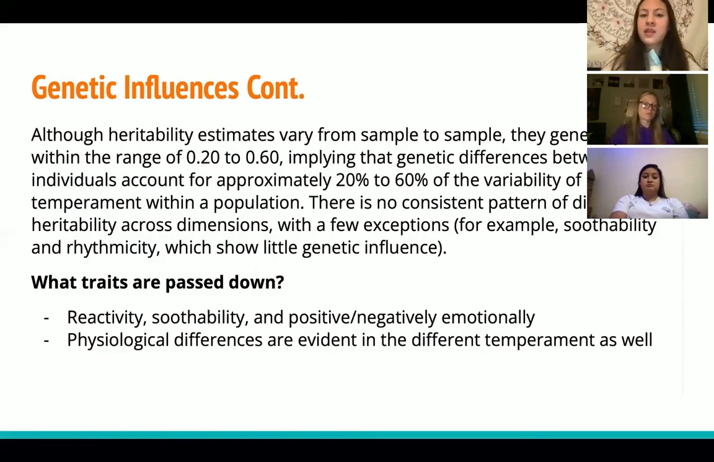So what are the traits passed down genetically? Reactivity, susceptibility, I think that is how you pronounce that word, and positive to negative emotionality. Physiological differences are evident in different temperaments as well. So in conclusion, yes, there is some genetics of temperament that is passed down from parents to child, and this can be activated as the child grows and depending on the environment the child grows in. And so Nancy is going to go more in depth about environment.